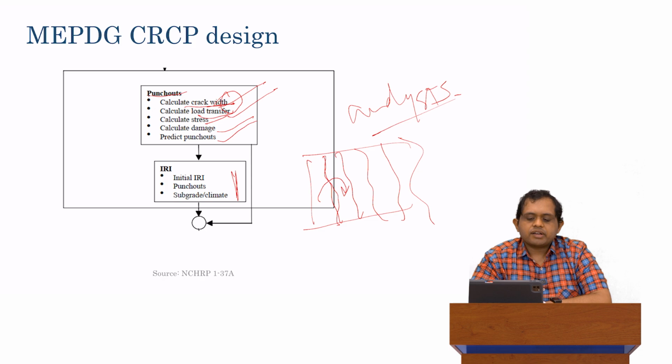We then also predict what is IRI, which in turn depends on predicting punch outs itself. And then that ends our analysis step.